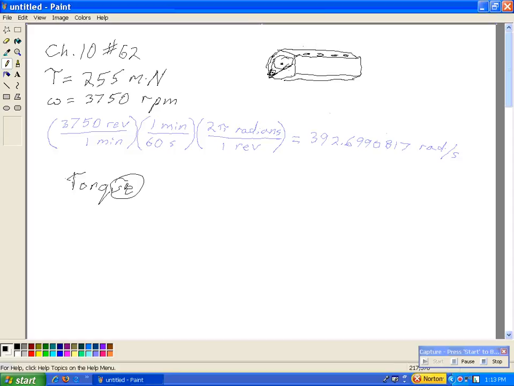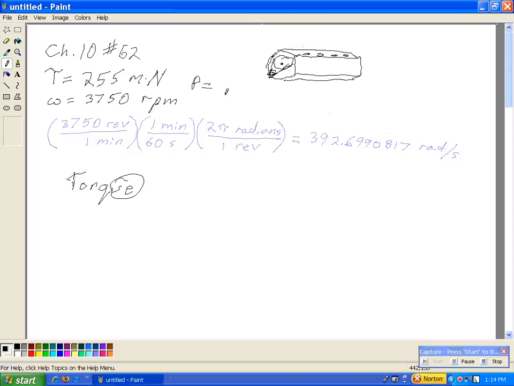I'm not really sure why, but I guess it's a rotational version of force. So anyhow, we need to find the power in the motor to get it to go 3,750 rotations per minute. We want to find the horsepower, actually. Horsepower has to do with power, because it's got the word power in it.